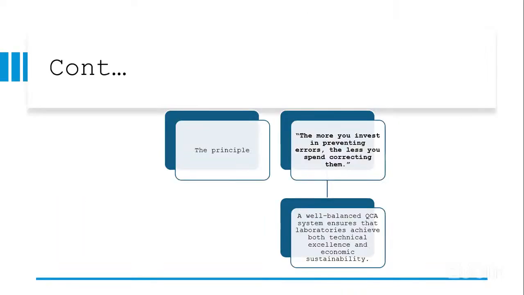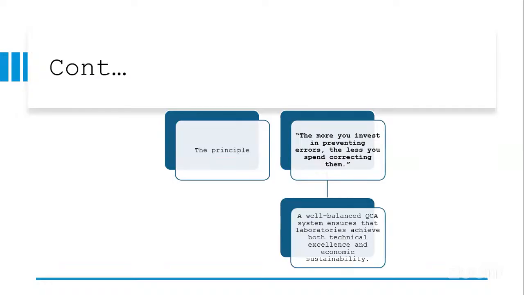So the operational principle for quality cost analysis is very simple, and it goes: the more you invest in preventing errors, the less you spend correcting them. It's as simple as that. A well-balanced quality cost analysis system ensures that laboratories achieve both technical excellence and economic sustainability.